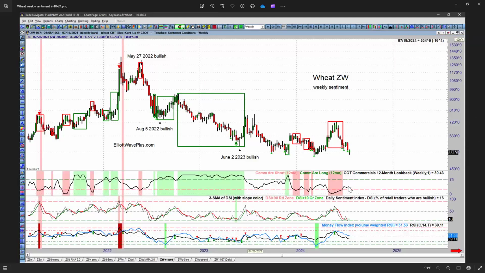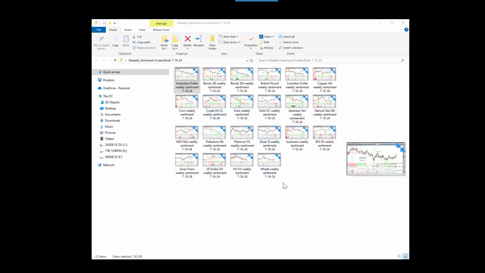Wheat is really nothing. It's more bearish than anything, and that is all of those charts. So I want to take time to show you what the premium plan members get to see every Monday. That's all of these weekly sentiment screenshots. And I think you'll agree with me that once you get used to watching those, it's pretty easy to see where these critical junctures are.